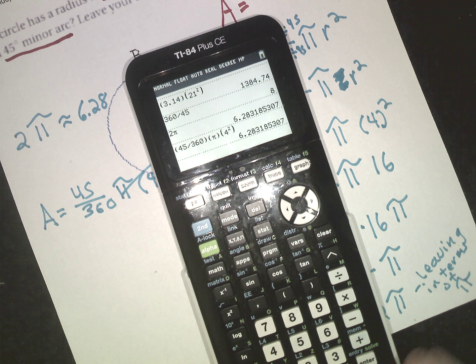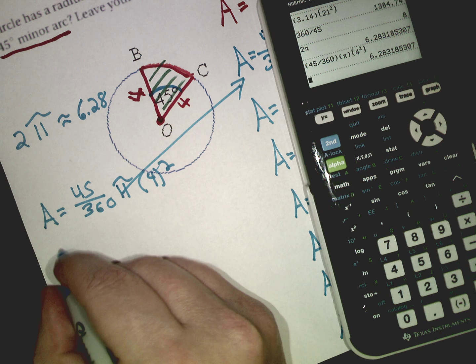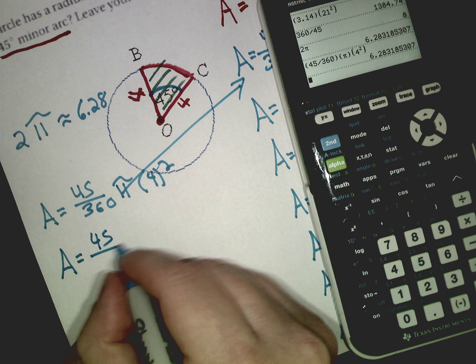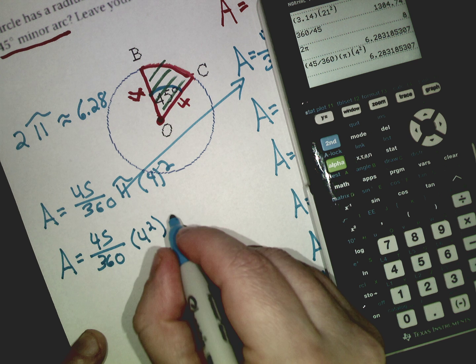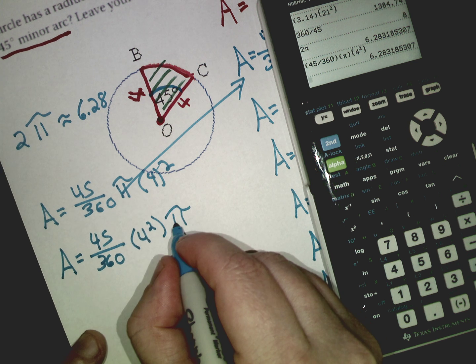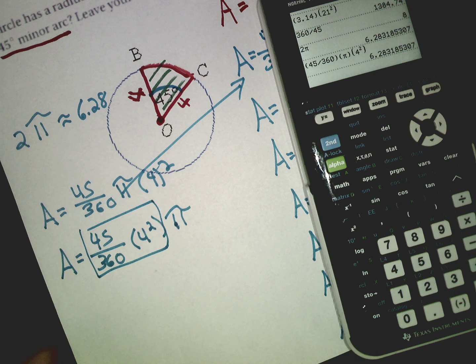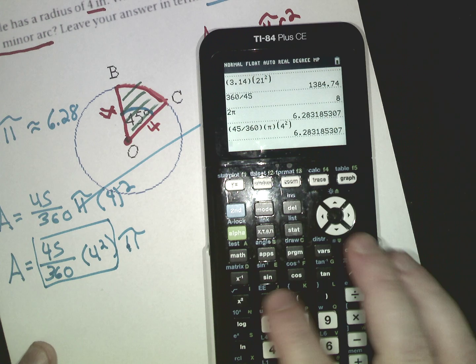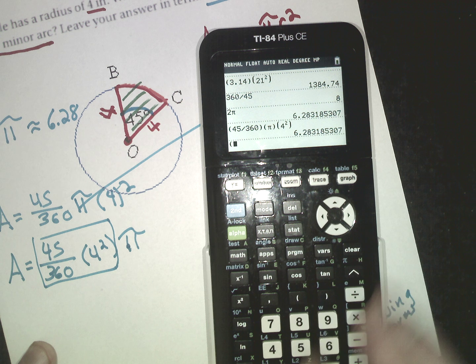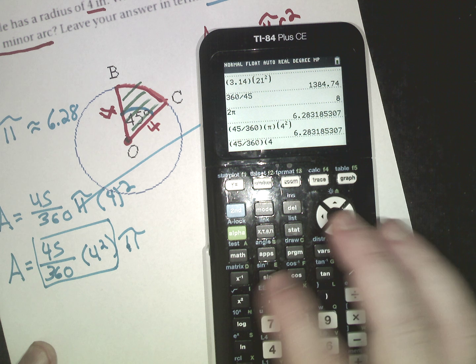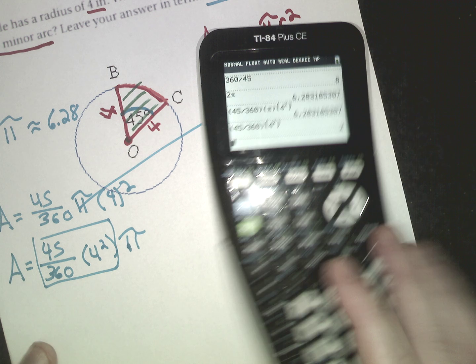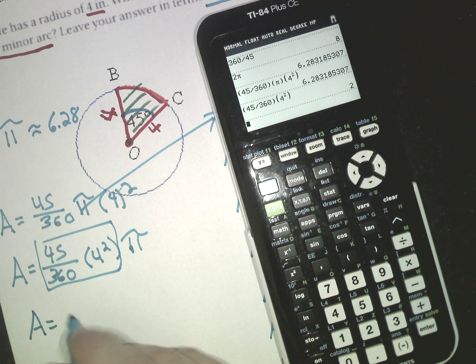Now, if they asked me to do it in terms of pi, I would rearrange these numbers. Times 4 squared, pi. So I wouldn't calculate pi. I'd leave pi on the end. I would just calculate these numbers. Now, if you're already hip to this, you're going to know this equals 2, but I'll just show us. 45 divided by 360 times 4 squared. Hit enter, and it's 2. And so back to our answer originally of 2 pi.